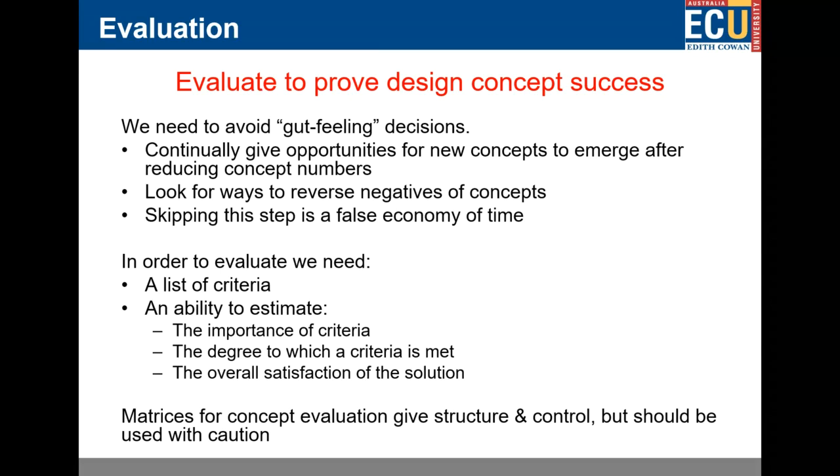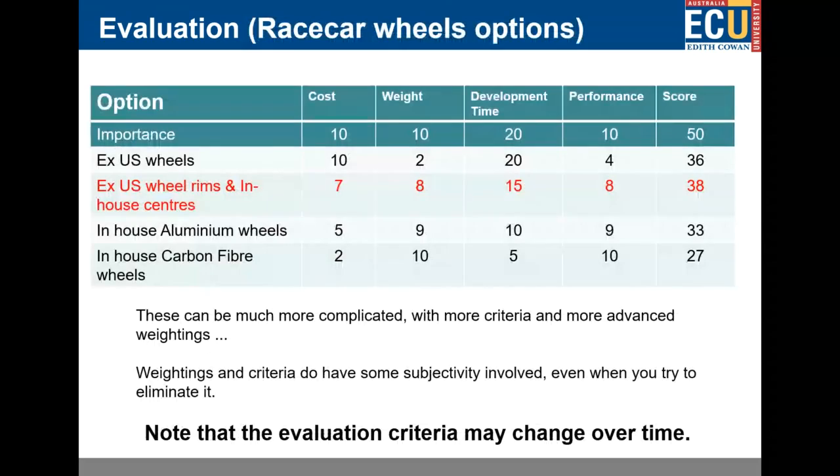Now, in order to evaluate, we really need a list of criteria. Once we've got this criteria, we need an ability to estimate the importance of each criterion, the degree to which the criterion is met, and overall satisfaction. So we have a matrix to help us do this, what we call an evaluation matrix, which gives us structure and control to come up with our best candidate. However, it should be used with some caution because there is some subjectivity to it.